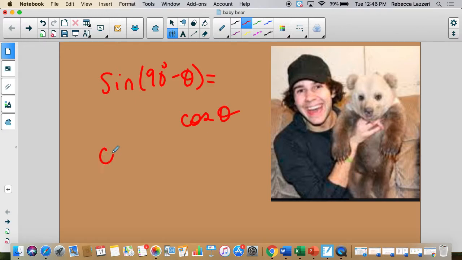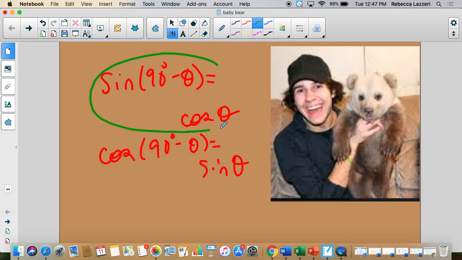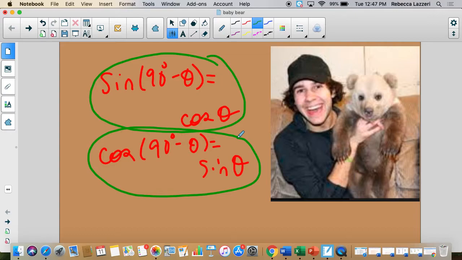Do y'all understand if I tell you that cosine of 90 minus theta is sine theta, that means they're co-functions of each other? It can go either way, all right? This statement is actually telling you this statement also. Some of y'all may have written down all 6, and some maybe wrote down 3. But it's just like sine is 1 over cosecant, and cosecant is 1 over sine.